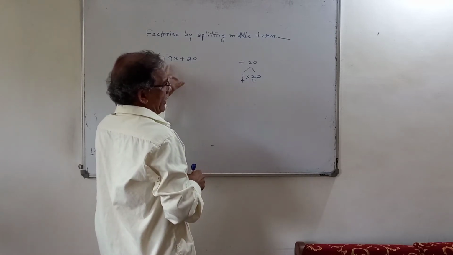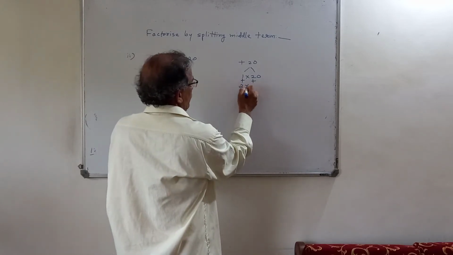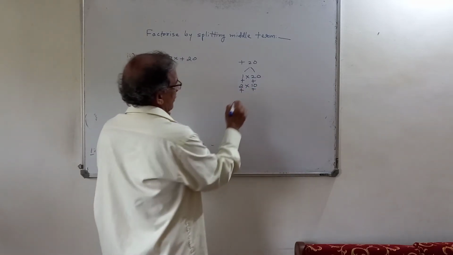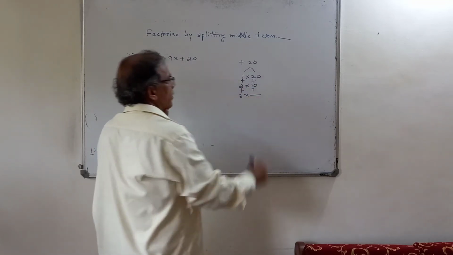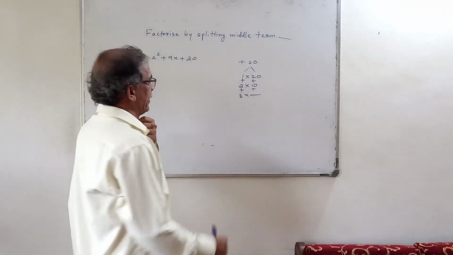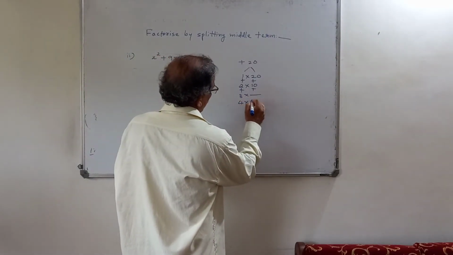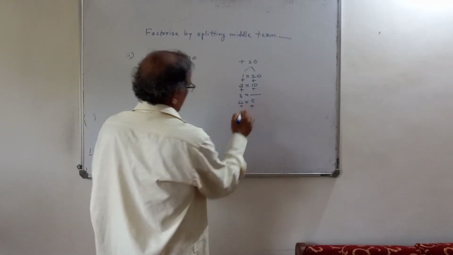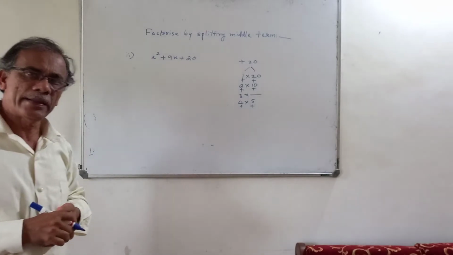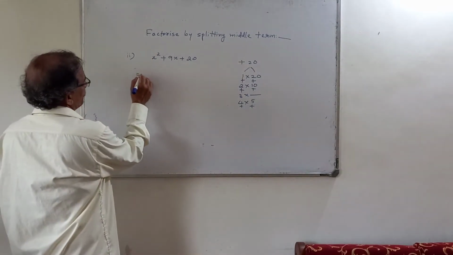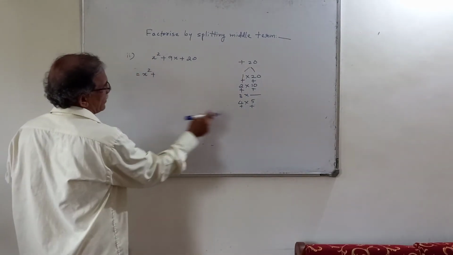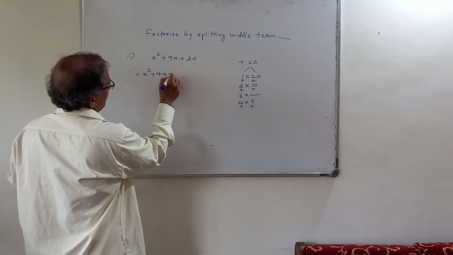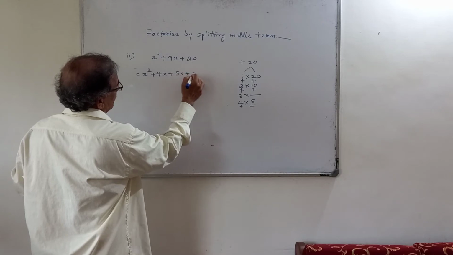It is not 9, so we cannot use this. 2 into 10 will give you 20, and the addition is plus 12. We want 9. The 3 table will not contain 20. Then 4 into 5 gives 20, and when you add them, how much? Plus 9. So that is x square plus, here attach x to this and write 4x plus 5x plus 20.